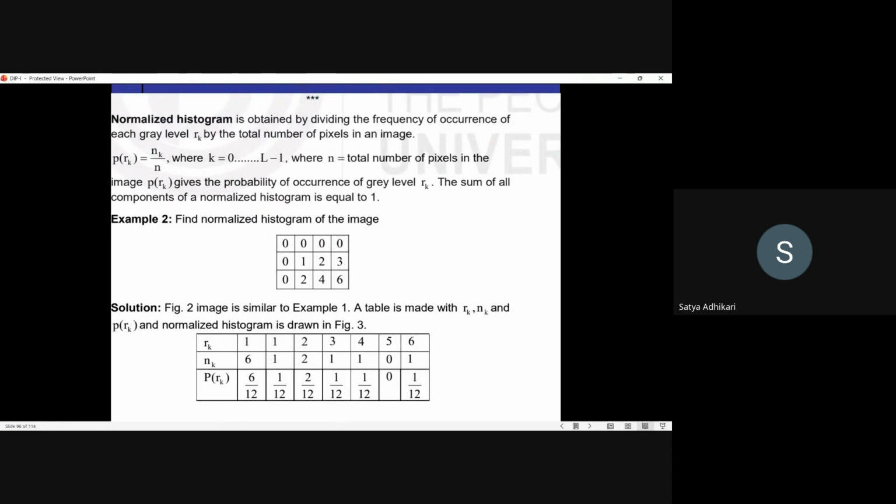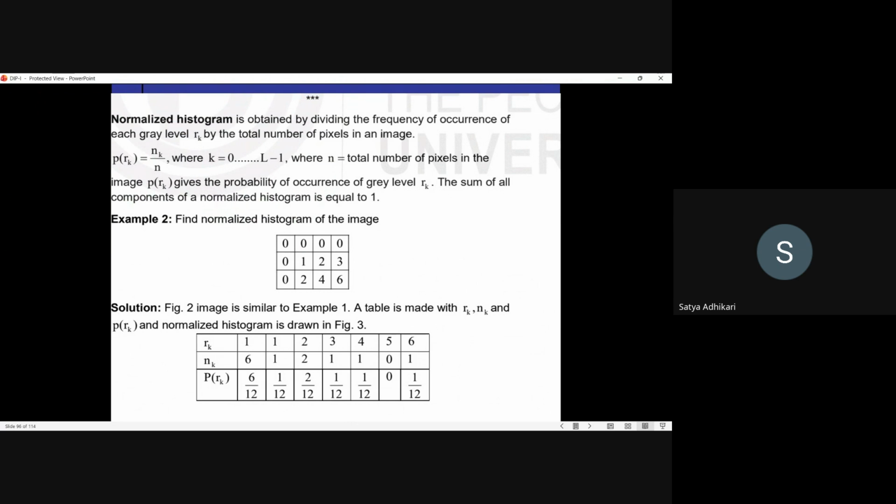Similarly, if you roll a dice, which is used in the Ludo game, the probability of getting a 6 is 1 by 6, because there is a 6 happening once, and the number of possible outcomes is 6: 1, 2, 3, 4, 5, 6. So the probability of getting a 6 is 1 by 6.